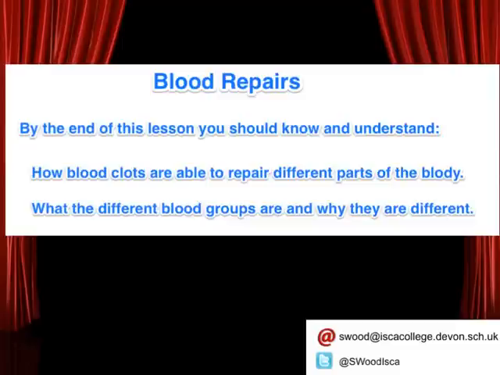Okay, so by the end of this lesson on blood repairs, you should know and understand how blood clots are able to repair different parts of the body and what the different blood groups are and why they are different.